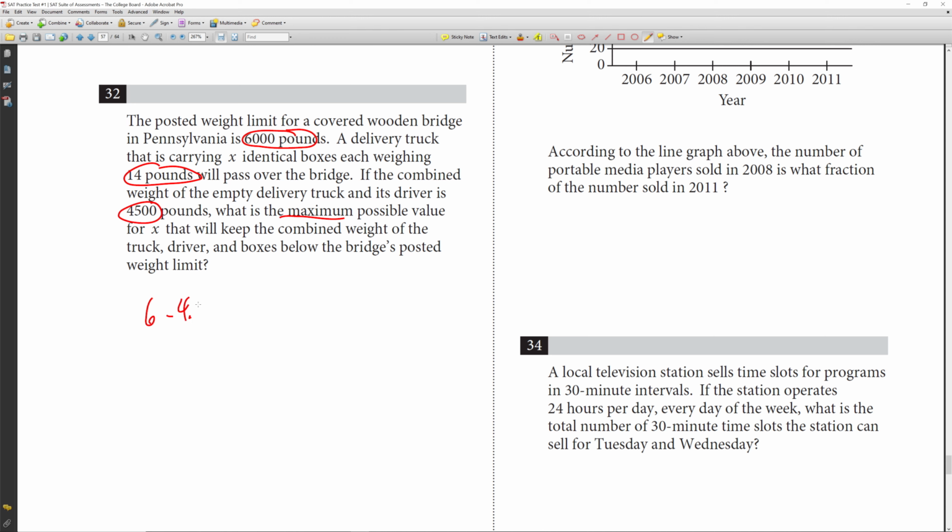So 6,000 minus 4,500 is equal to 1,500 pounds. So this is the total weight you're allowed to have, and you divide that by the pounds per box. So it's 1,500 divided by 14, and that will give me 107.1. So the maximum number is 107 boxes. So in reality, this is a 30-second problem.